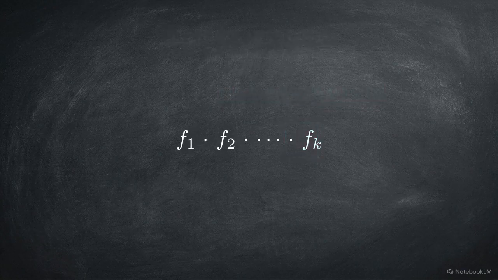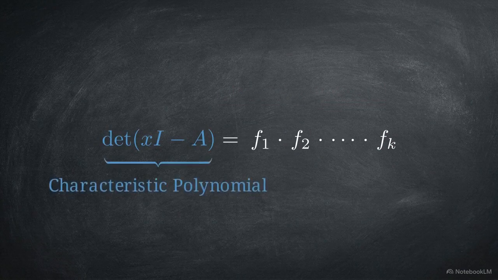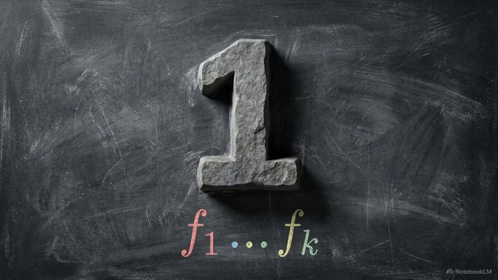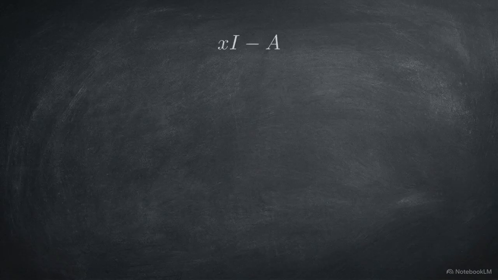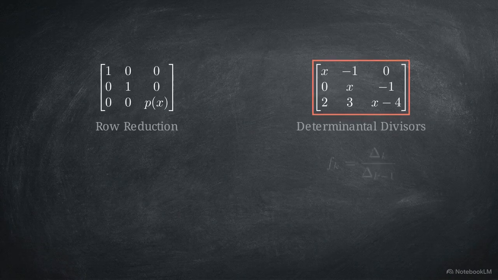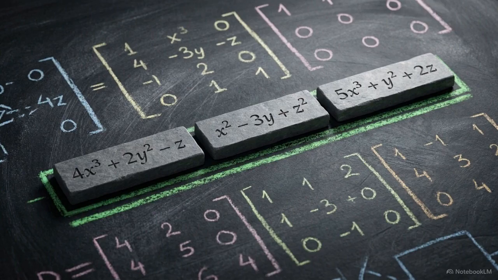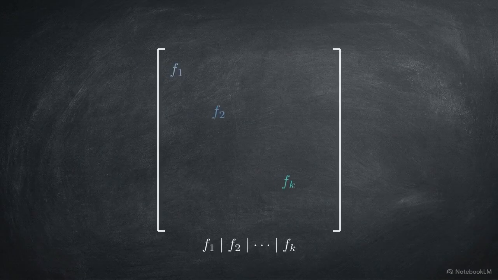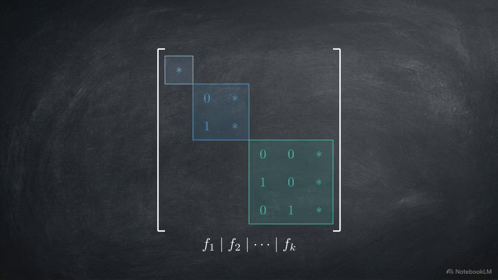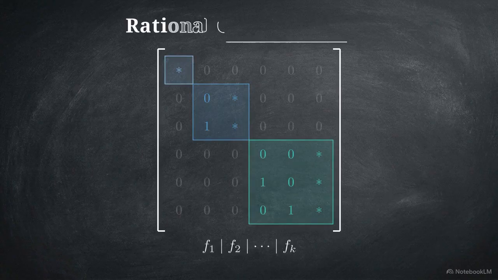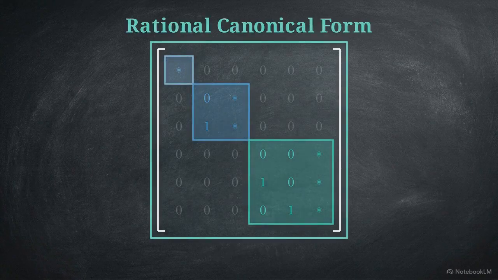If we multiply every factor in the sequence together, the product is the characteristic polynomial. This ensures that every square matrix has exactly one set of invariant factors, providing a consistent result regardless of whether we use row reduction or determinantal divisors. Computing these factors is the final step in classifying a linear operator. It provides the necessary data to determine the rational canonical form and understand the structural limits of any linear transformation.